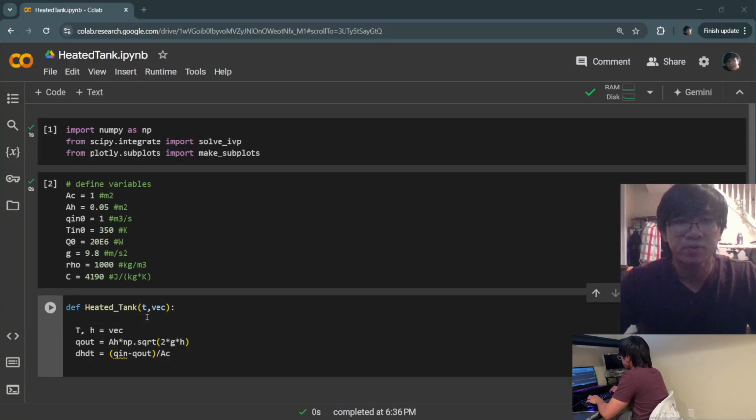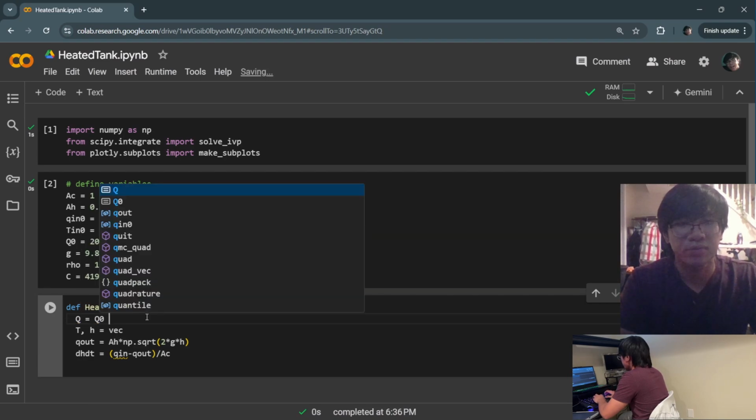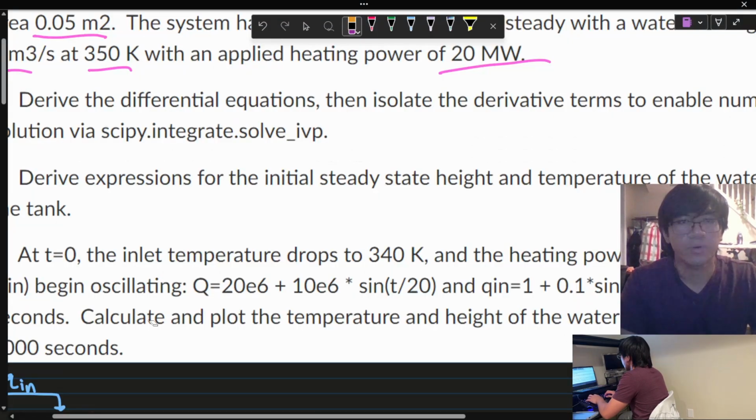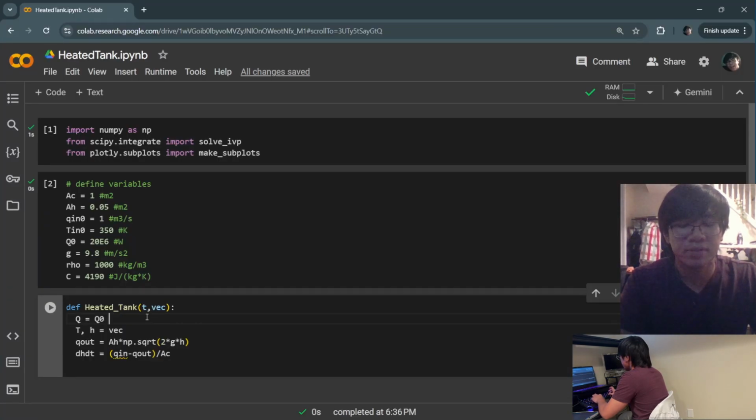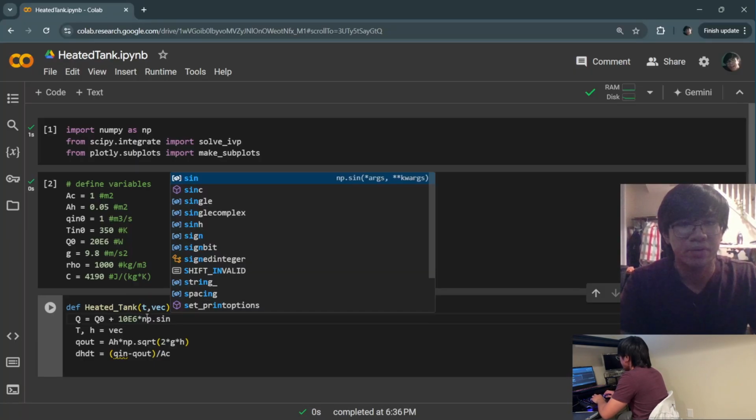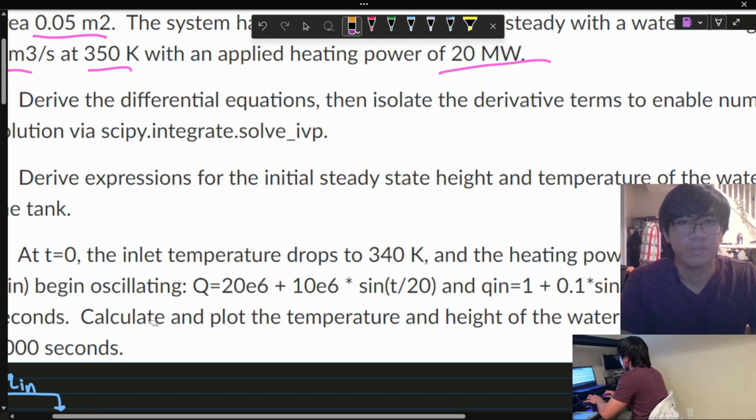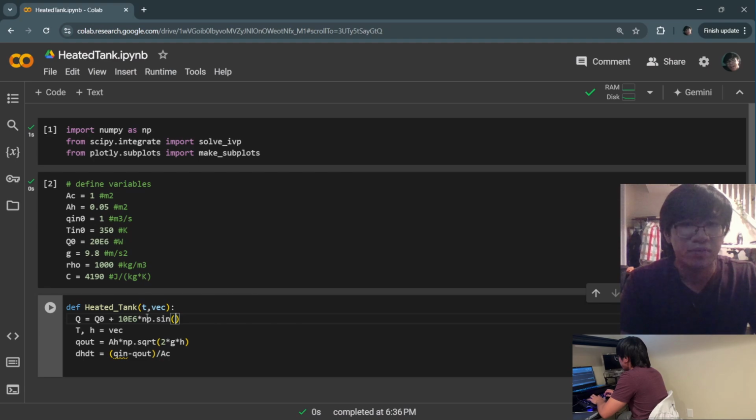So Q is 20e6. That's just our initial heating component of power. We're adding 10e6, which looks like the amplitude, times np.sin. NumPy does all the trig functions we'll be using, so sine is one of them. And then we have a frequency relating to t over 20.